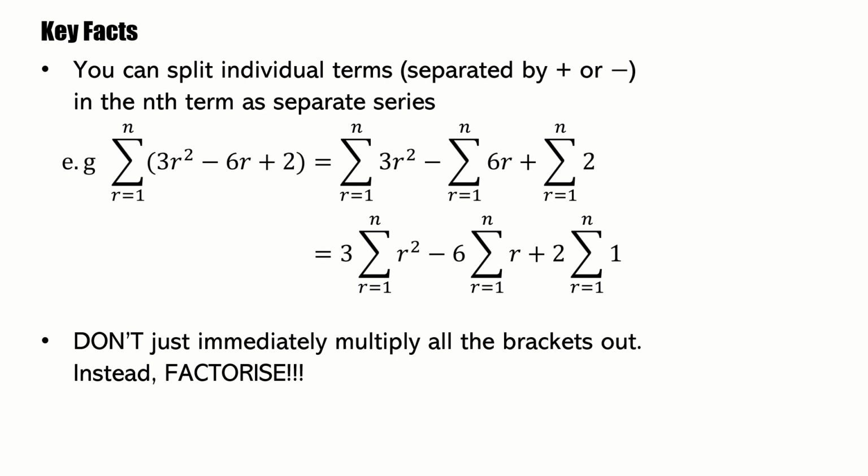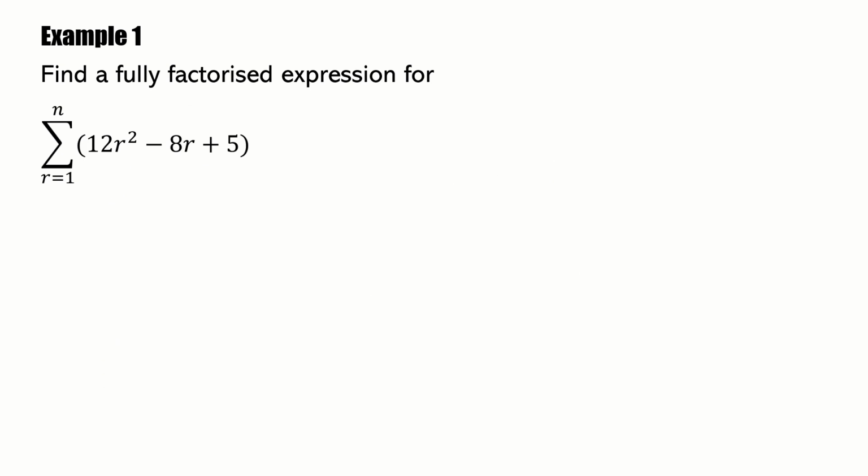Okay, let's look at our first example. So we need to find a fully factorized expression for this series. The first thing you do is do what we were saying in the previous slides, which is to effectively split this up into the individual series. We can view this as 12 lots of the series for r squared from r equals 1 to n, minus 8 lots of the series for r from r equals 1 to n, and then plus 5 lots of the series for 1 from r equals 1 to n. And that's useful because then you can substitute in the various formulas for those things.